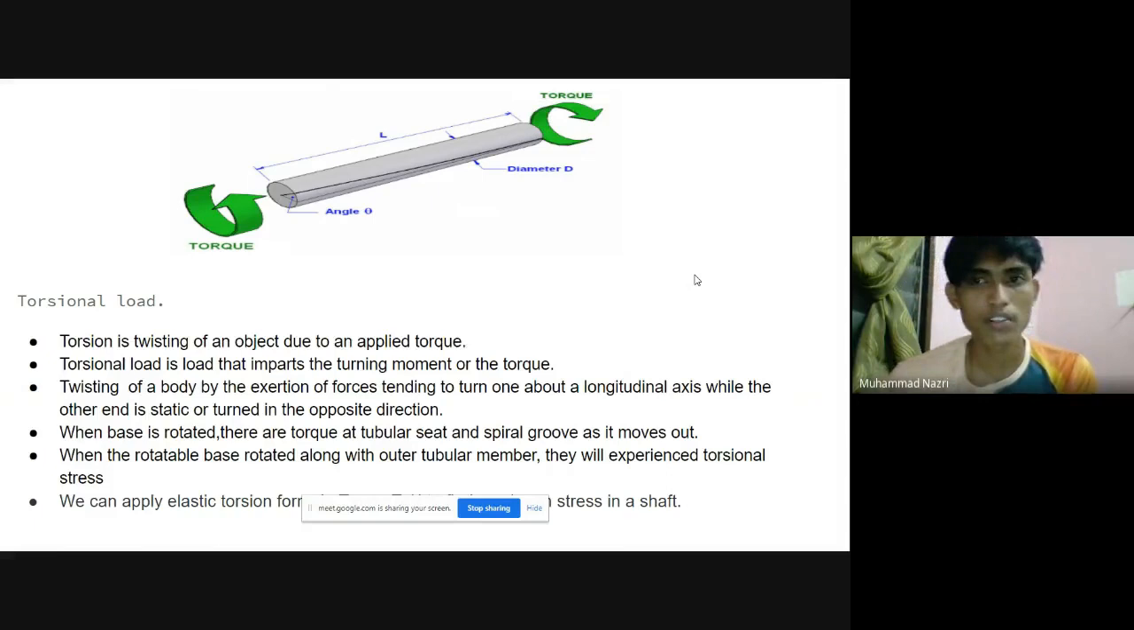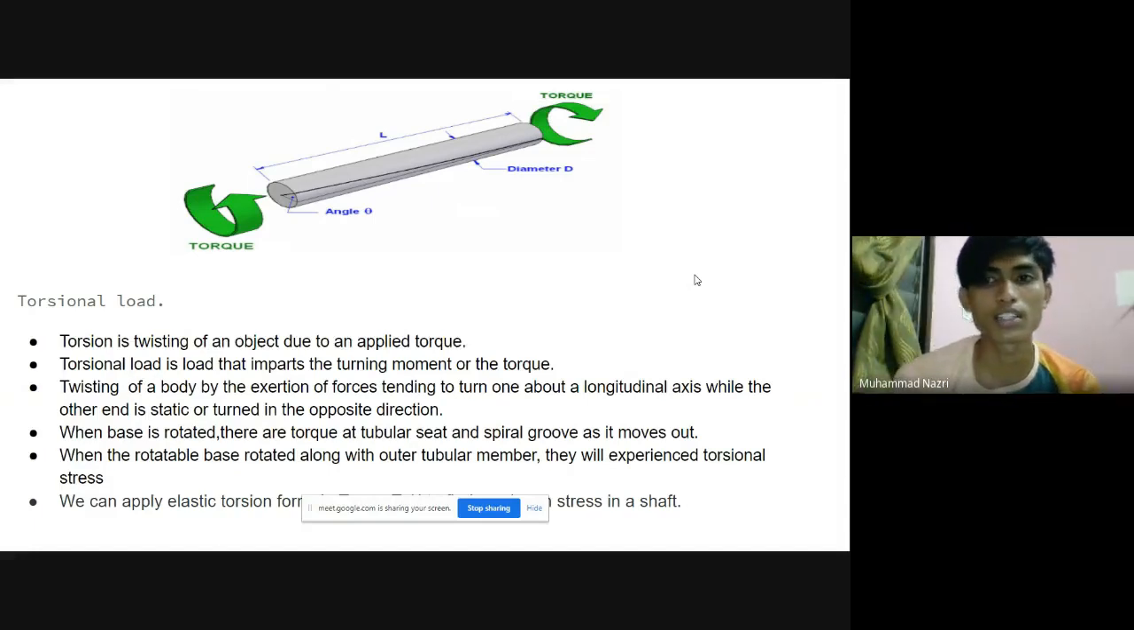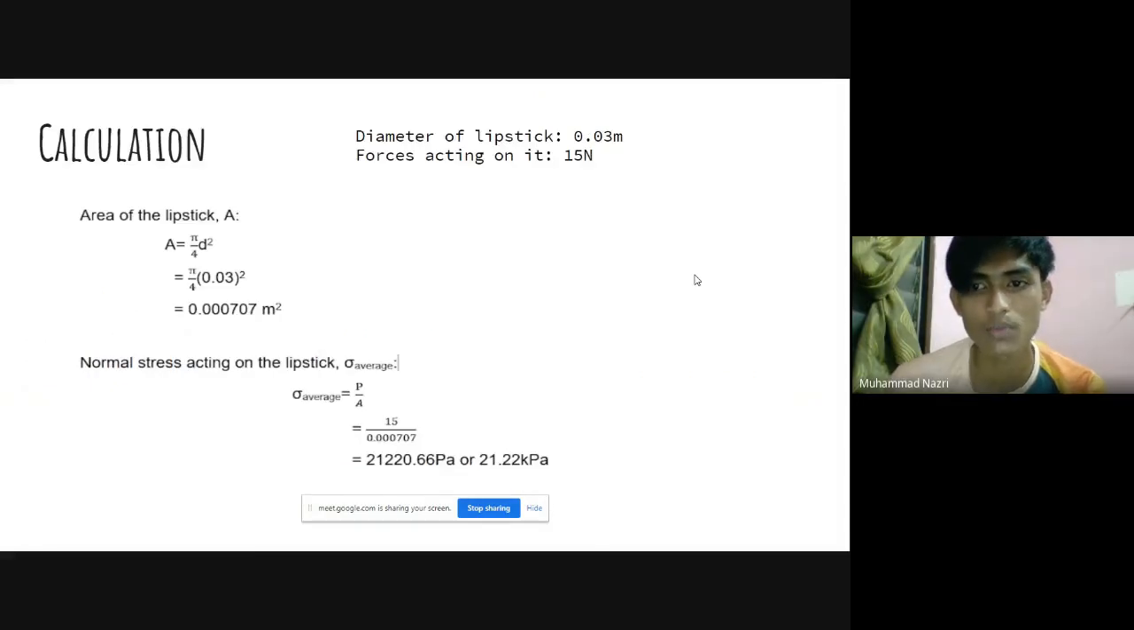Solid round shaft material will experience greater shear stress. We can apply the elastic torsion formula to calculate the shear stress in a shaft. For the axial loading, the formula for normal stress is P over A. So next will be the calculation by the next member.